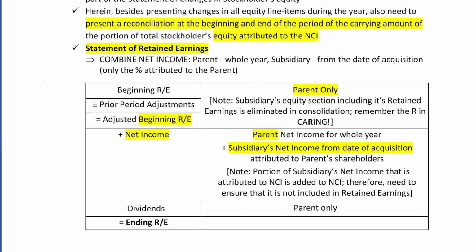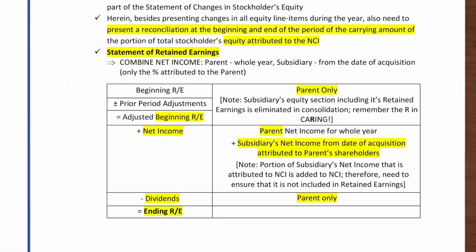And then you have minus dividends paid out, and here we're looking at dividends paid out by the parent only, because any dividends paid out by the subsidiary to the parent would get eliminated as part of intercompany transactions. So here we're looking at dividends which are paid by the parent to the parent's shareholders, and that gets you to ending retained earnings.